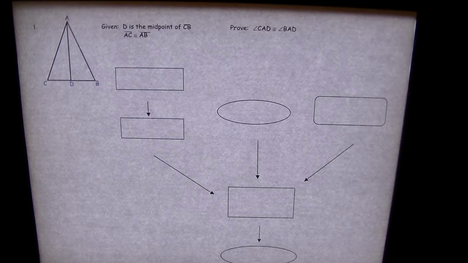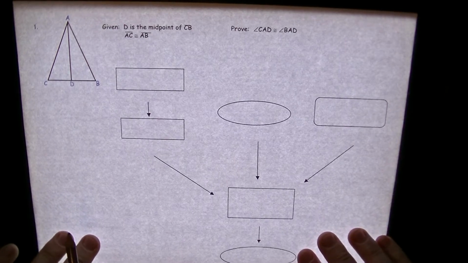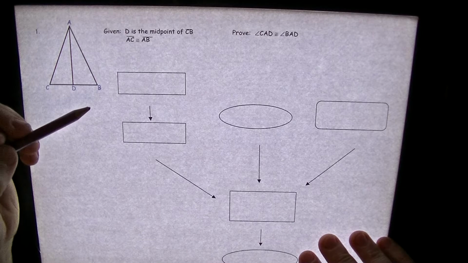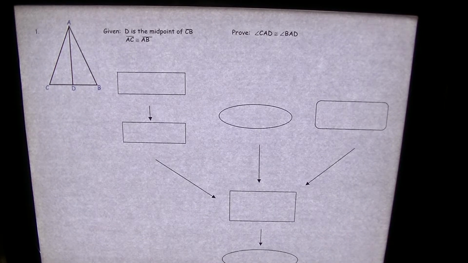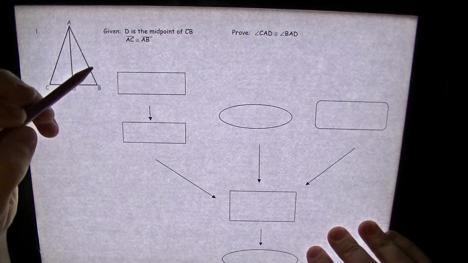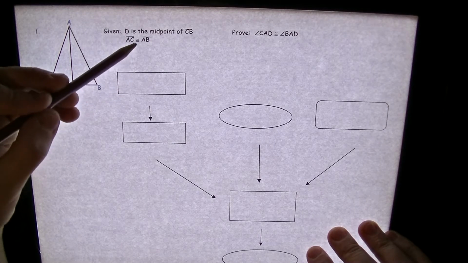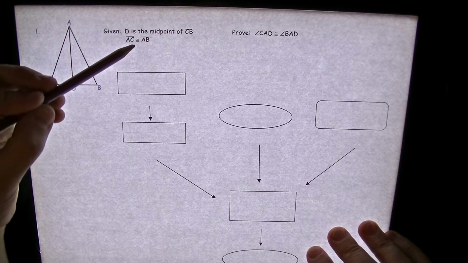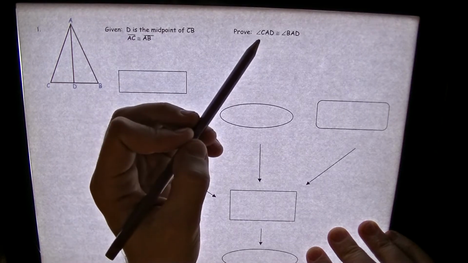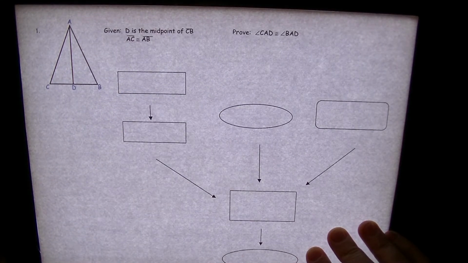We're still going to do this proof as a flowchart proof, but this time we're not going to use an envelope with my statements and reasons to go through it. So let's take a look at our picture, our given, and what we want to prove before we get started. I'm given that D is the midpoint of CB and that side length AC and side AB are congruent to each other. Finally, I want to prove that angle CAD is congruent to angle BAD.